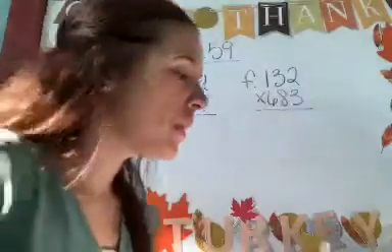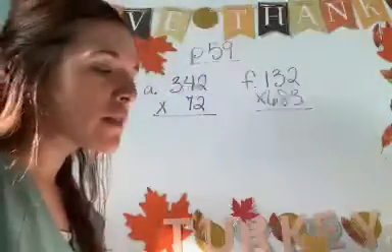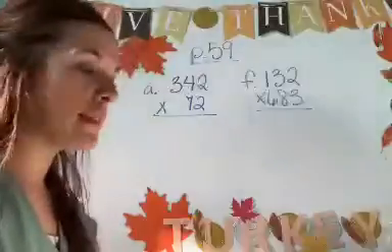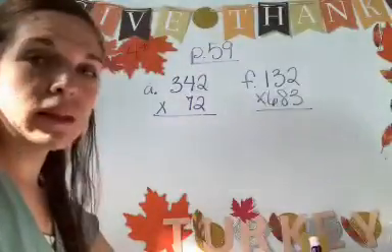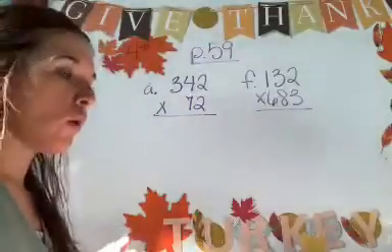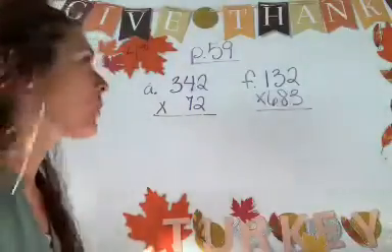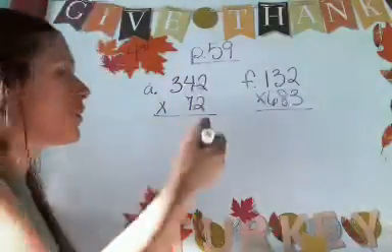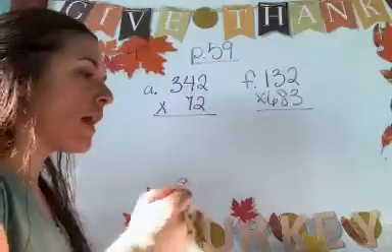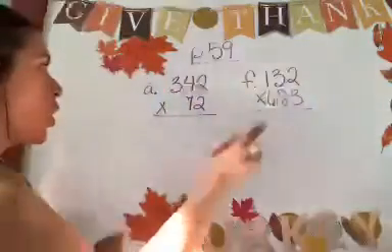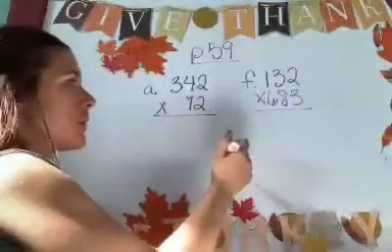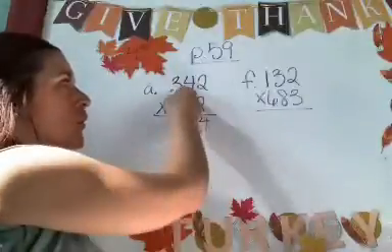Let's see what you got. Your answer should be 24,624. Okay, so here we go. Let's see if you didn't get it right, let's figure out why. We did 2 times 2 is what, Scarlett? 4. 2 times 4 is what, Kiana? 8.